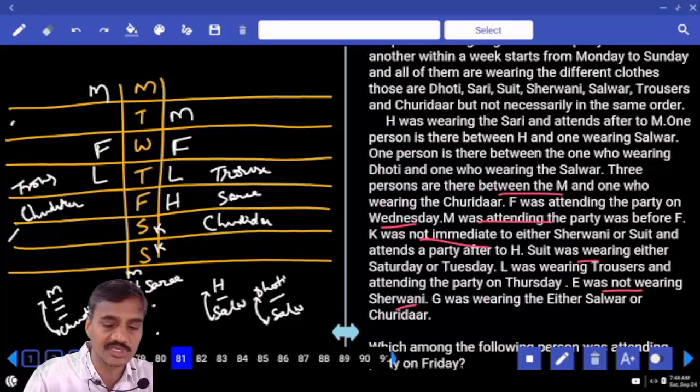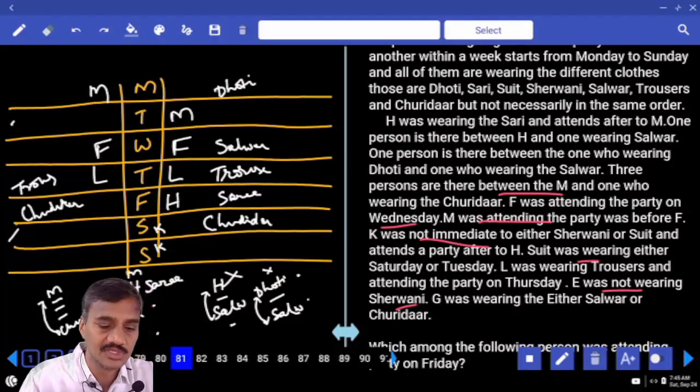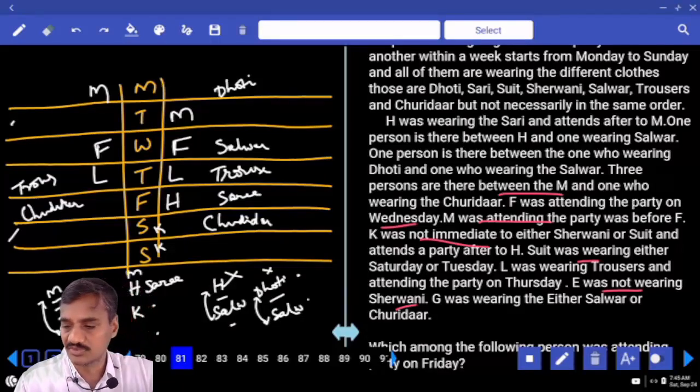Two possibilities. Then H and Salwar, there must be exactly one person. And Salwar and Dhoti, there must be exactly one. So H and Salwar is here. But Dhoti must be this. We have done with this information. M, H and K, M and Chudidar. Now this is the information we have.